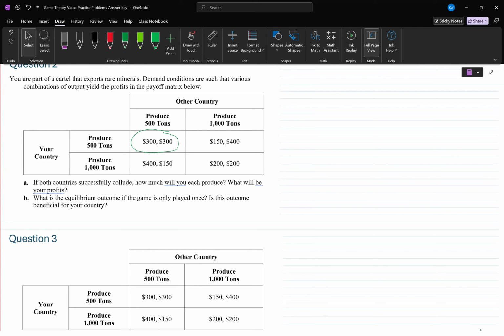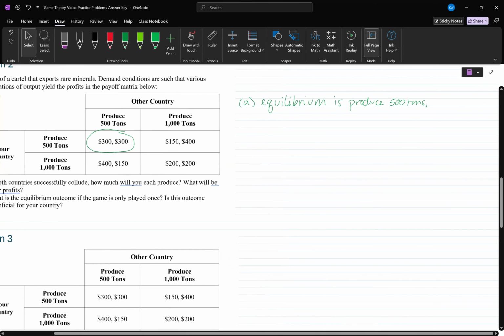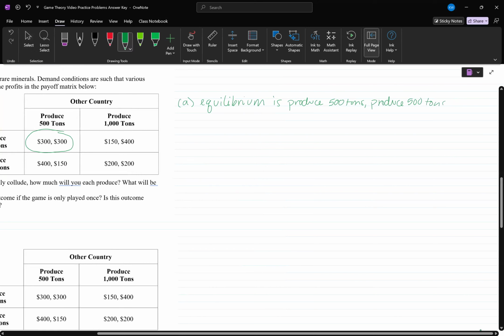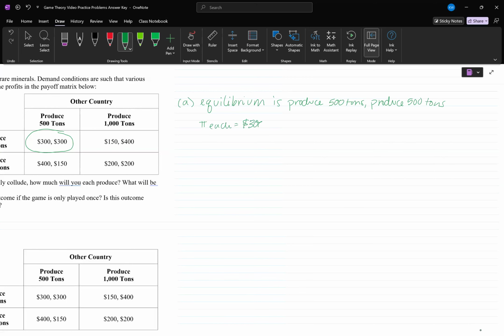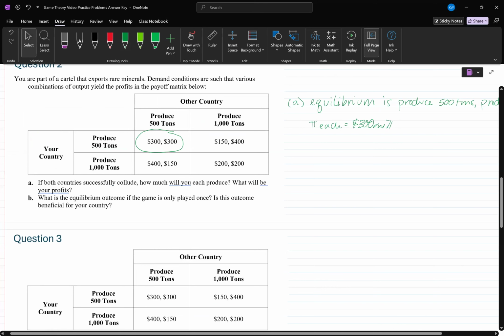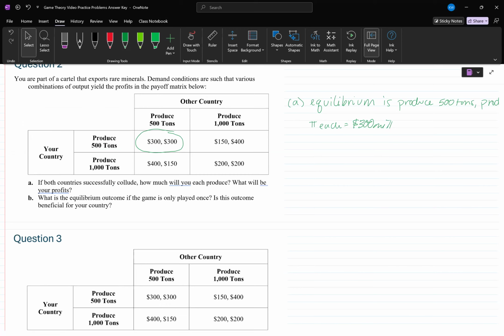All right. So for A here, that equilibrium is produce 500 tons and then produce 500 tons. And profit for each will equal 300 million. Okay. Part B asks, what is the equilibrium outcome if the game is only played once? Is this outcome beneficial for your country?